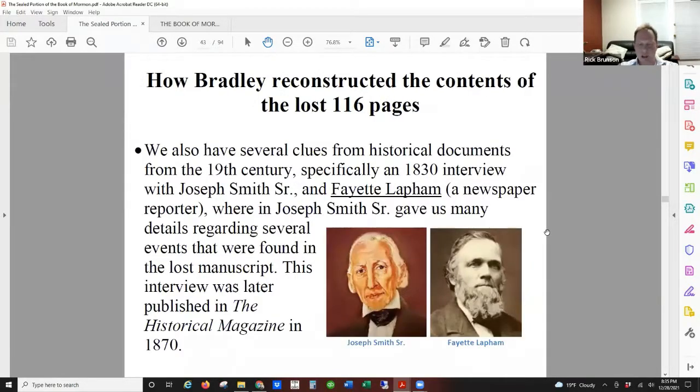And then I want to specifically talk about this method of reconstructing the contents. There were a couple of historical documents from the 19th century, specifically an 1830 interview with Joseph Smith Sr. and a man named Fayette Lapham. I want you guys to remember that name. He was a newspaper reporter, and he interviewed Joseph Smith Sr., who gave him many details regarding the events found in the lost manuscript, the 116 pages. This interview was later published in a historical magazine in 1870. So we can draw some information from this interview, which is kind of exciting.